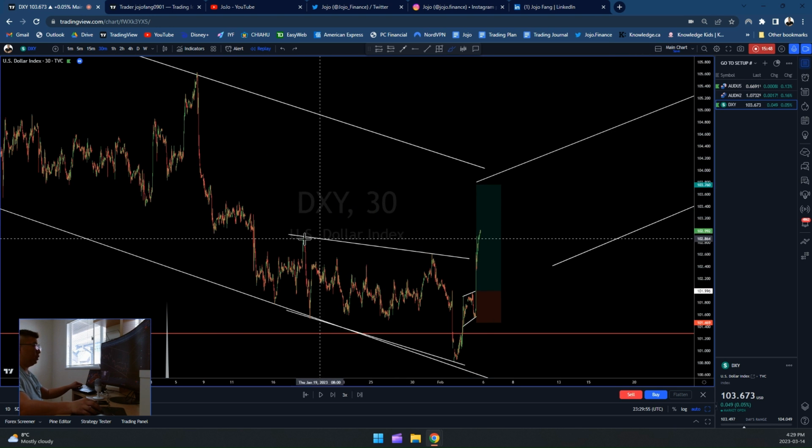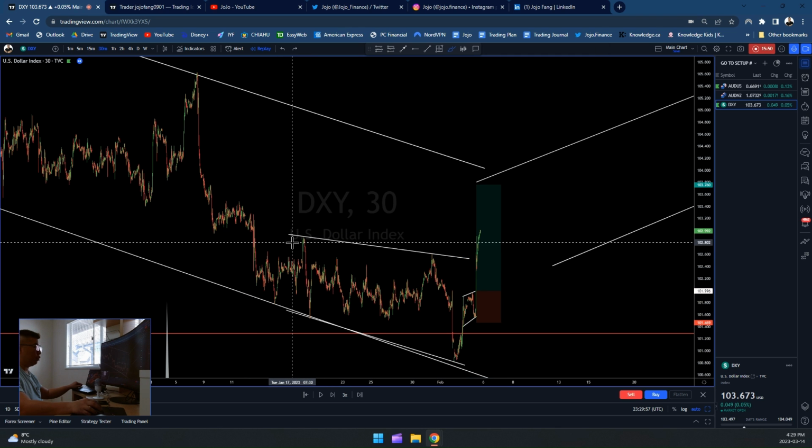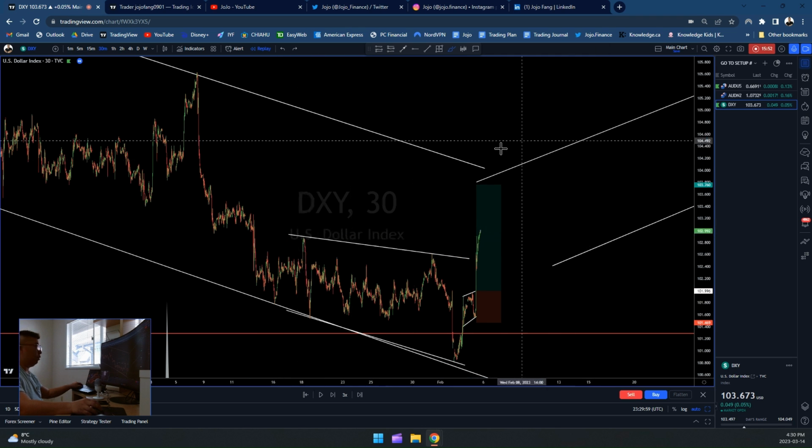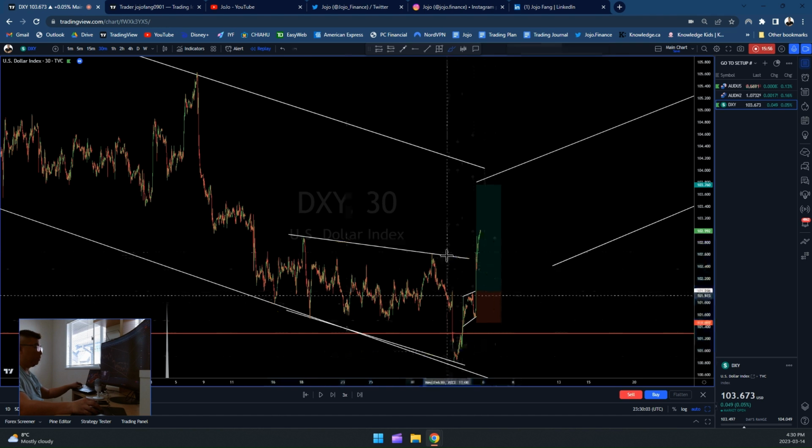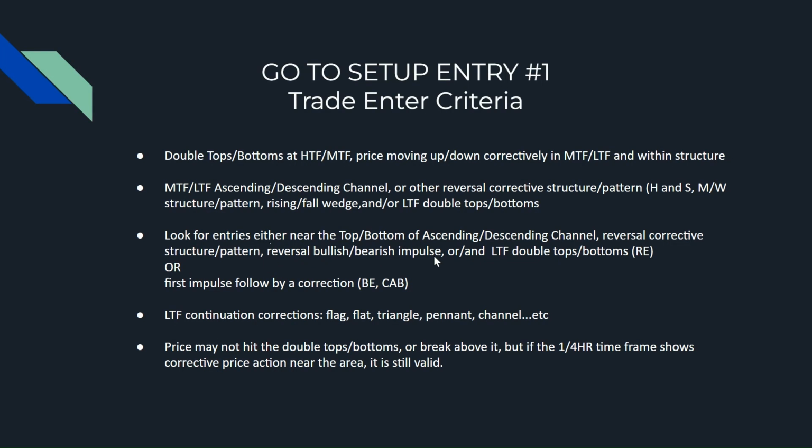the mid time frame. So this is one of those patterns within patterns, structures within structure videos that I went over before. I'll put the description above. And that basically adds confluence to a potential entry. So now you can either look for an entry at the bottom of that descending channel, or you can wait for the reversal bullish impulse or other lower time frame double bottom.